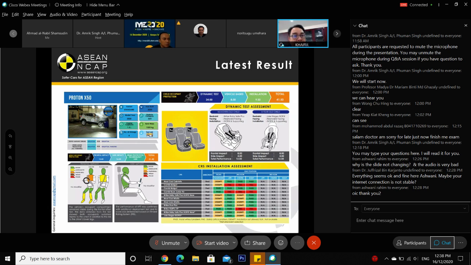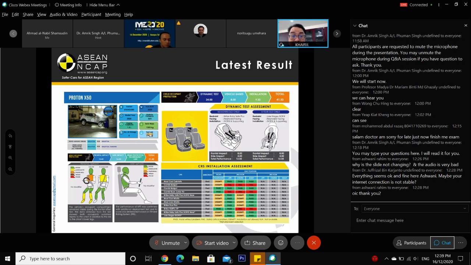This is our Proton X50, which we crash tested in Malacca, nearby UTM also. And you can see that this report will tell you the injury level of the driver and front passenger, the dynamic test for the child, and how good the child seat is to be installed in the car. On the right, down right graph, you can see pass, fail, pass, fail. That means that some of the car seats are not suitable for the car. So this is what we are doing to make an assessment.